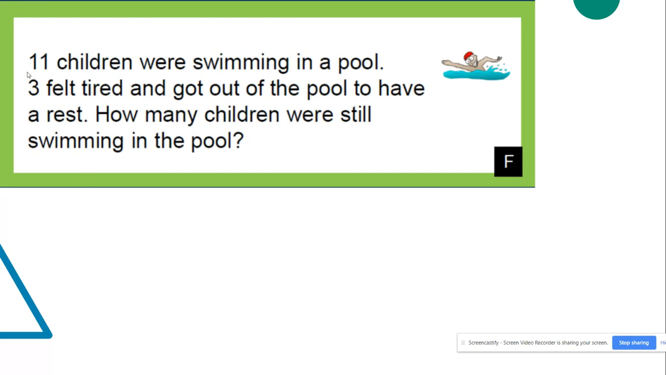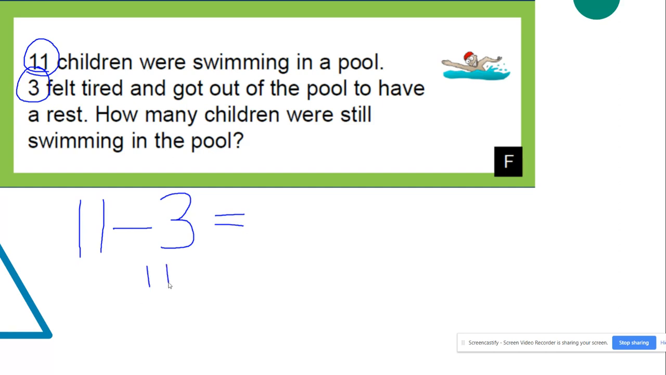All right. I hope you got your answer. So the most important thing with a word problem is making sure you're dealing with the right numbers. I know 11 children were in the swimming pool, so that's the total. 3 children felt tired and got out of the swimming pool. So 11 minus 3, or take away 3. 3 got out. So how many are left in the swimming pool?